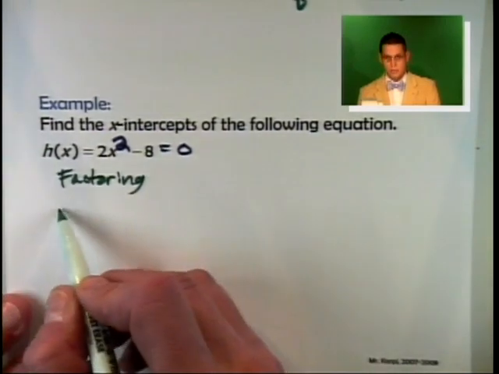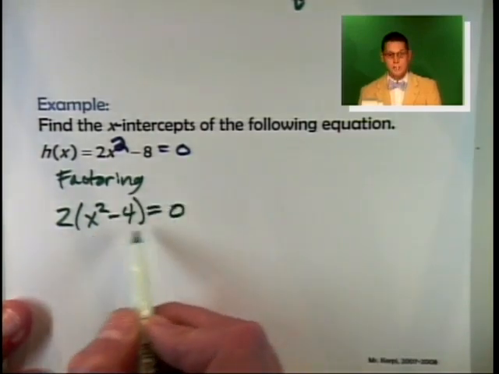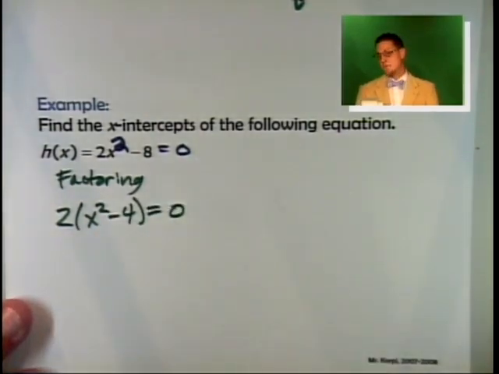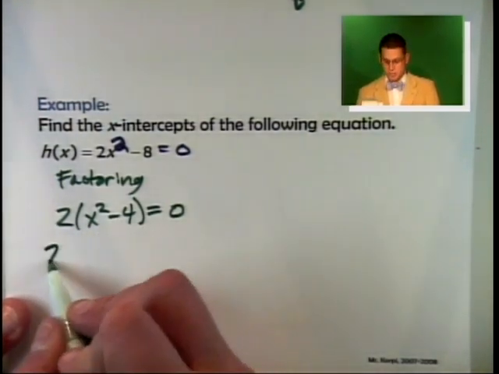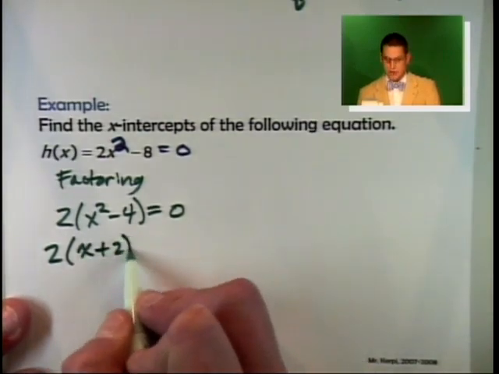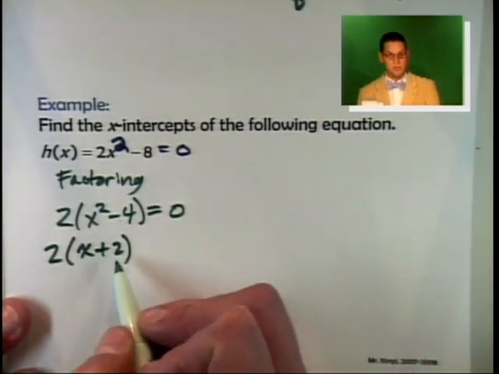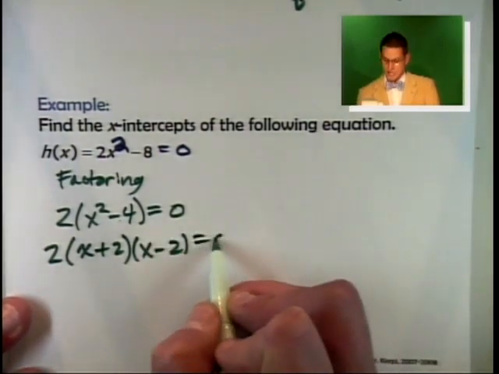We'll divide out the 2, and that gives me x squared minus 4 equals 0. Now, x squared minus 4 is a very special binomial. It's a difference of two perfect squares. And that's going to factor into the product of two conjugates. So the product of a sum, x plus 2, the square root of x squared, the square root of 4, and a difference, x and 2 with a minus in there. And now I have three factors.